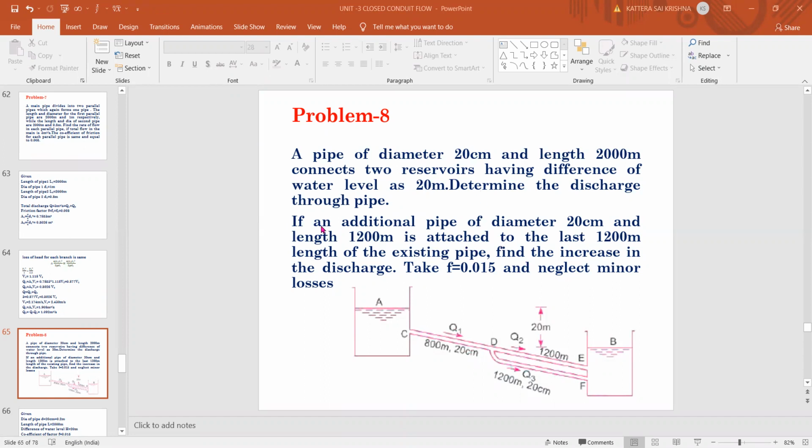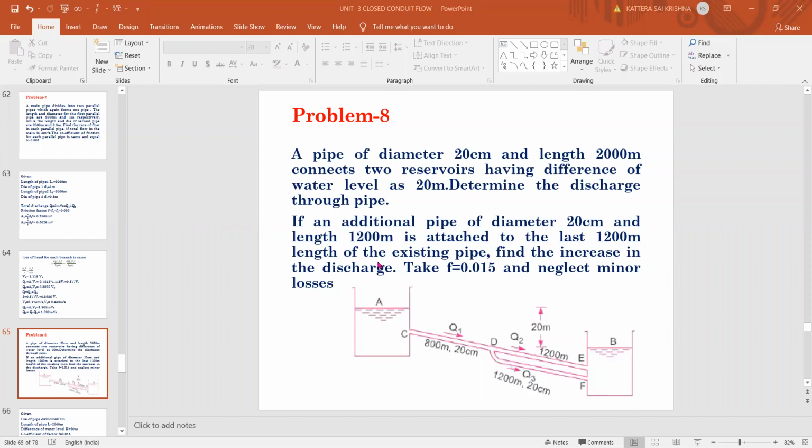And next, he is telling that if an additional pipe of diameter 20 centimeter and length 1200 meters is attached to the last 1200 meter length. So in the second case, for the same pipe, if we attach one more pipe of again the same diameter 20 centimeter, and whose length is 1200 meter, like this it is attached.